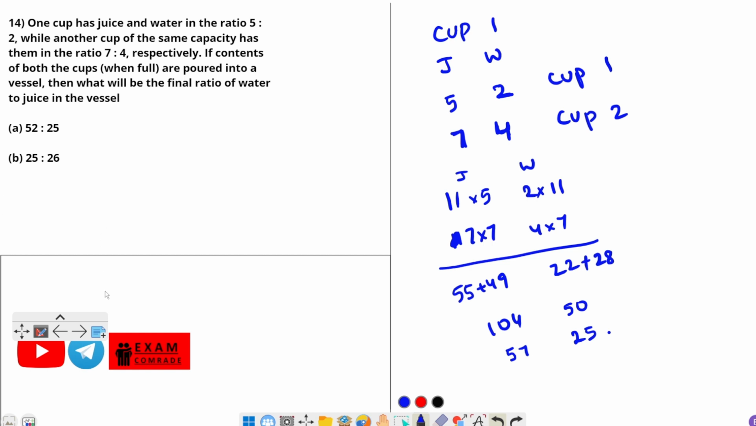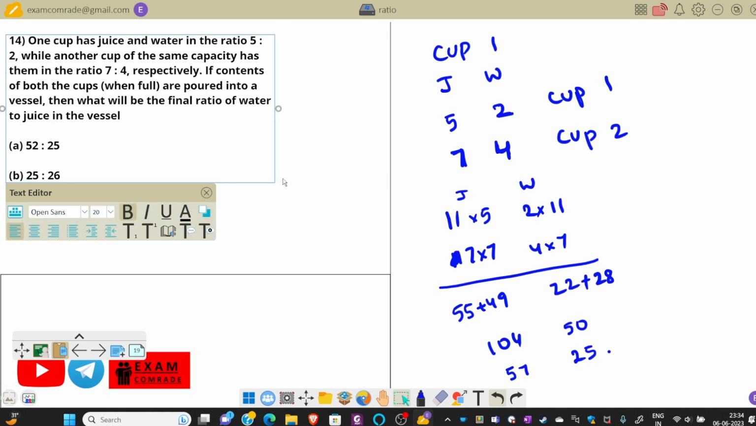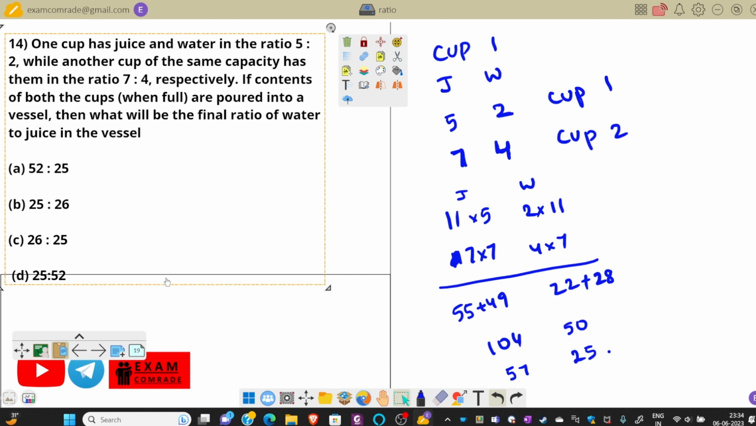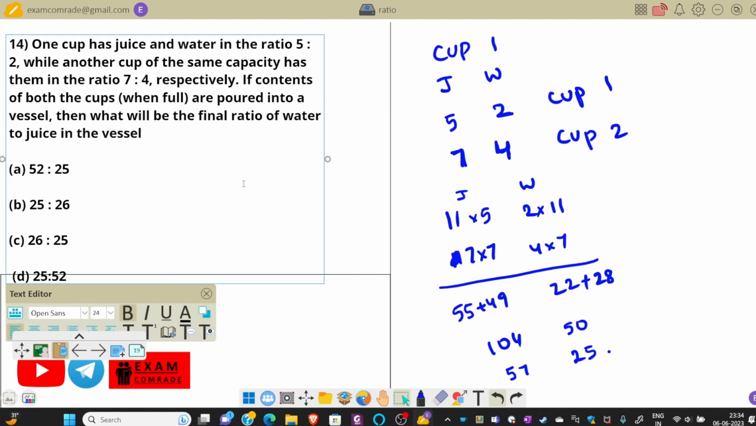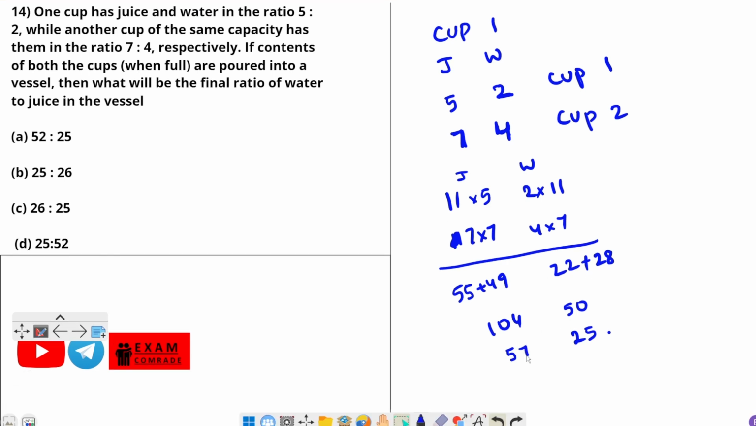Okay, so it is 52, not 57, right? This is 52 to 25. Okay, option A is right.